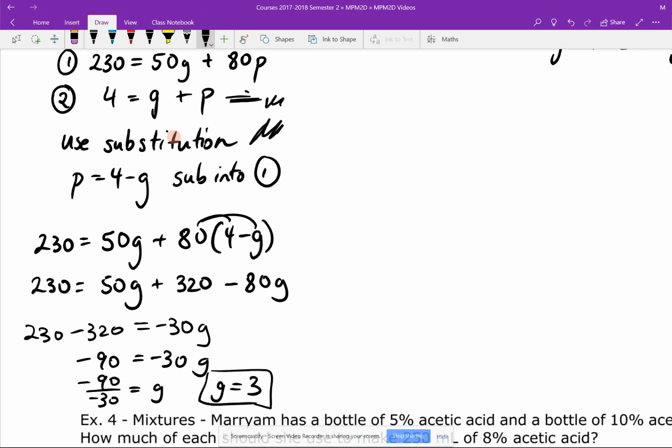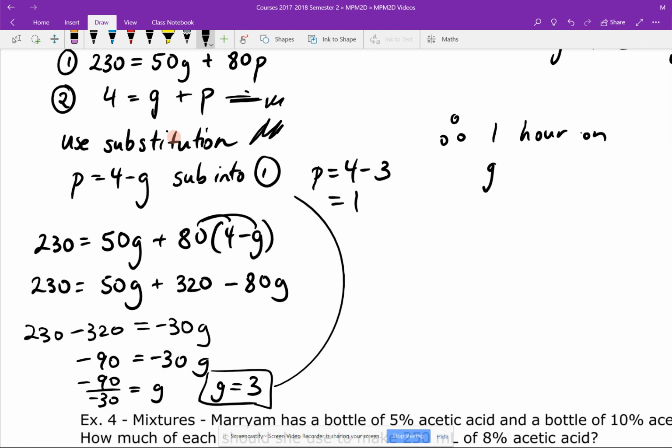So 3 hours on the gravel road, which means the time spent on the paved road, if I substitute back into my equation, P equals 4 minus 3, which is equal to 1. So the time spent on the paved road is 1 hour, and the time spent on the gravel road is 3 hours. Therefore, 3 hours on the gravel road and 1 hour on the paved road.